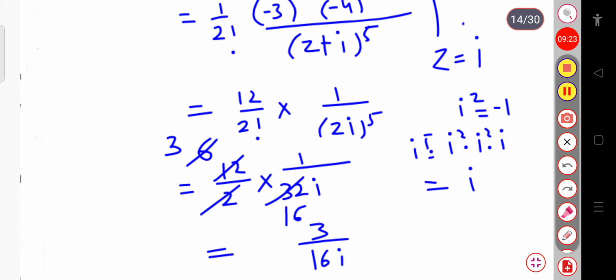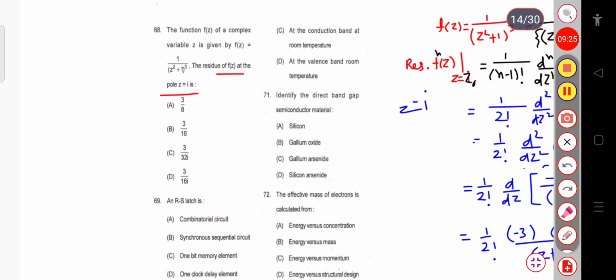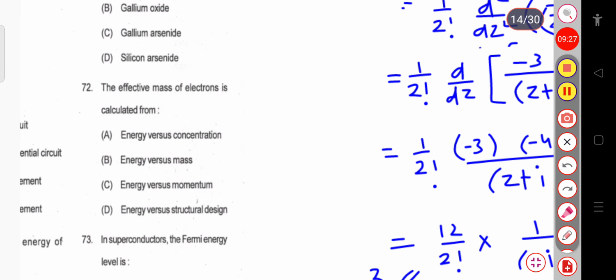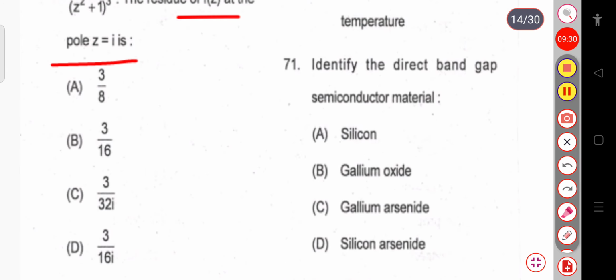Now let me check. Yes, 3 by 69 is given. So here simply this is our correct answer.